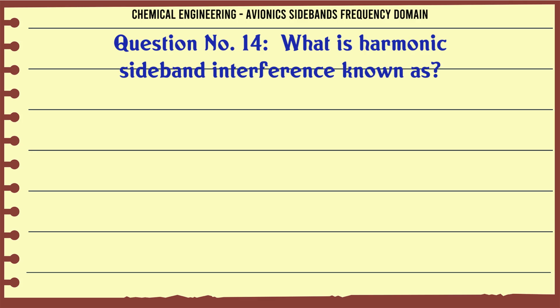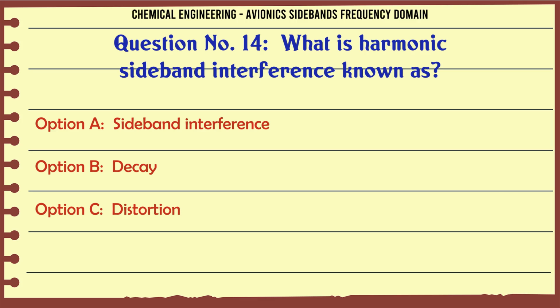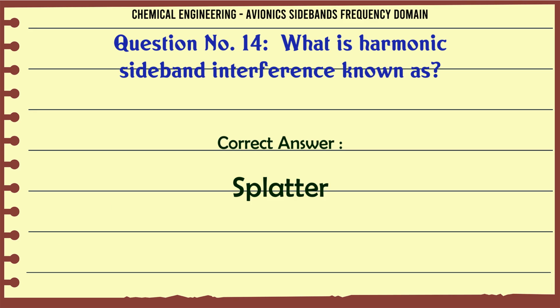What is harmonic sideband interference known as? A: sideband interference, B: decay, C: distortion, D: splatter. The correct answer is splatter.